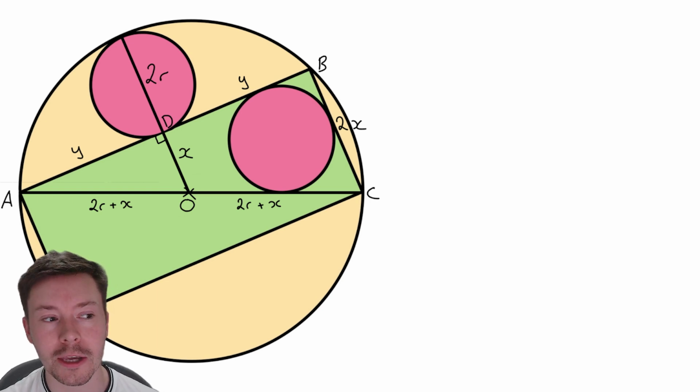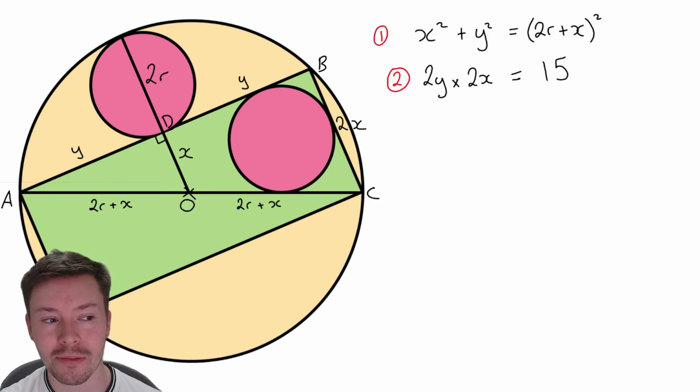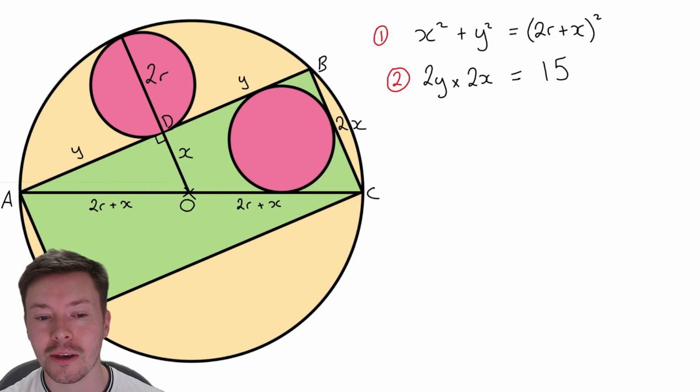Now, what we've got there is Pythagoras, and the area of the rectangle gives us two equations. Pythagoras gives us equation 1, and then the area of the rectangle, which I said we'd come back to, is 15. That is equation 2.